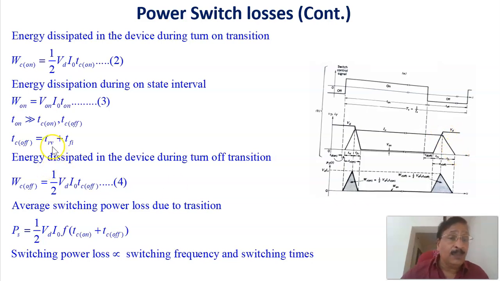Therefore, it is a sum of TRV plus TFI. That is voltage is rising and current is falling. The summation of these two periods is equal to the total TC off.